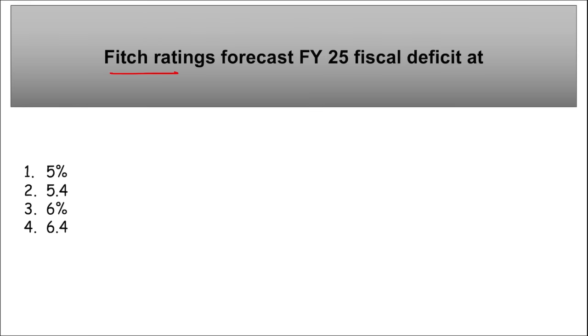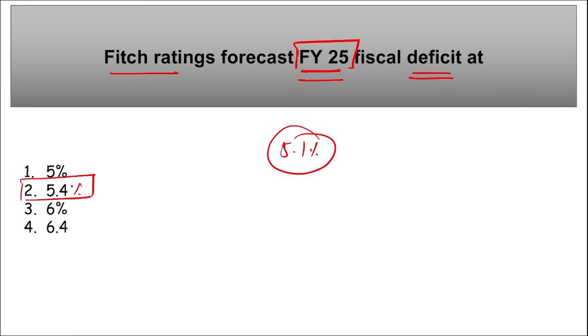Moving on, Fitch Ratings forecast for fiscal year 25. What is the fiscal deficit projected by Fitch Ratings? It is 5.4% of the GDP. I repeat, Fitch Ratings has projected India's fiscal deficit for fiscal year 25 to be at 5.4% of the GDP, right? The official budget target was 5.1%. So it is above by 0.3%. Mark this.